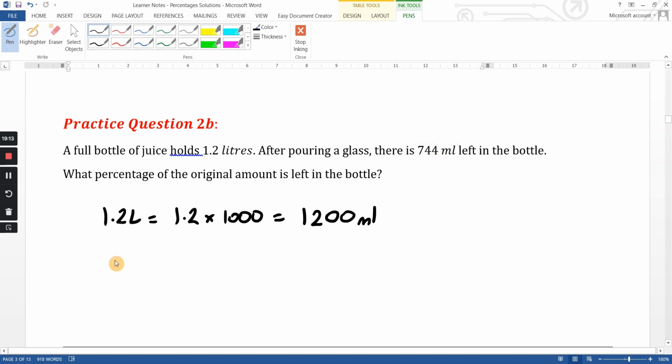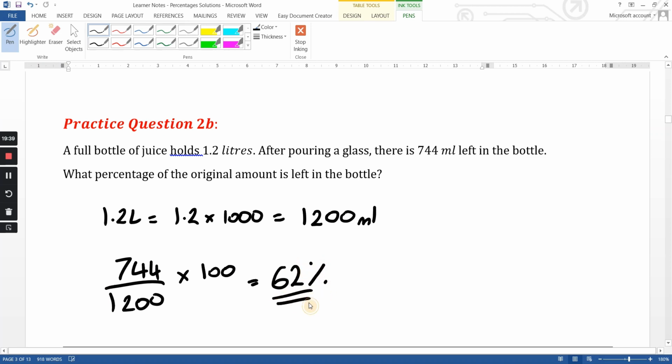So what percentage of the original is left? It's 744 out of 1,200. We want this as a percentage, just times by 100 to get our percentage. Let's type that in the calculator. Oh, we get exactly 62. That's my answer, 62%. That's what we've got left.